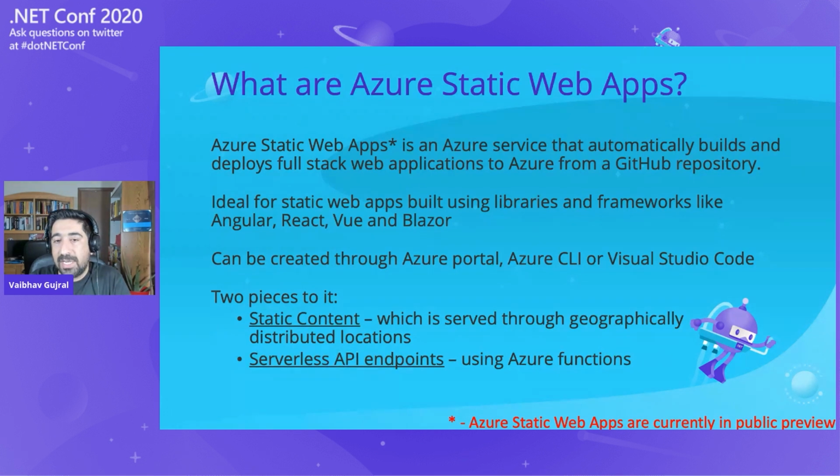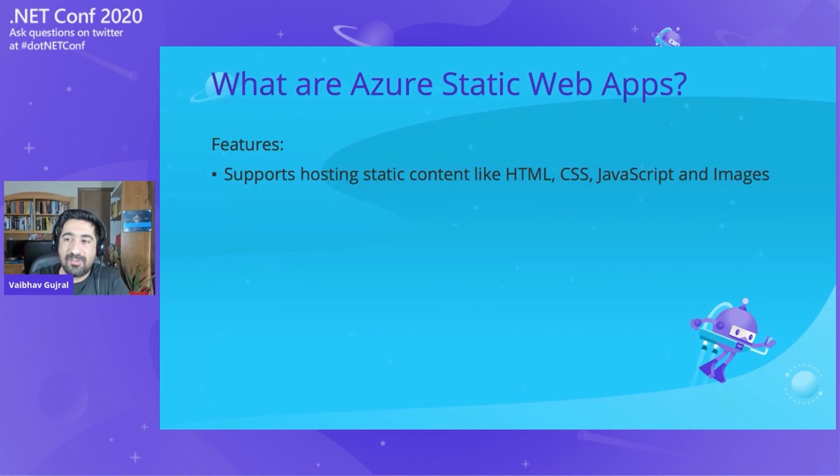Like any static website, when you create an Azure Static Web App, there are two pieces to it: the static content, which is your HTML, JavaScript, or CSS files, which is served through geographically distributed locations, and the serverless API endpoints, which for Azure Static Web Apps are powered by Azure Functions, and they behave as a backend for your websites. Let's talk about some of the core features of Azure Static Web Apps.